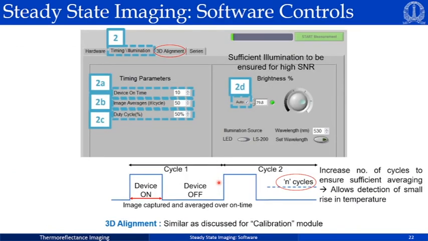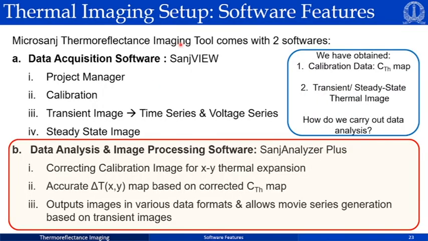Software control is absolutely similar to that of the calibration module. You have to just ensure that the brightness is sufficient for high SNR. You have to select properly the device on time, averaging cycle, duty cycle, etc. Then again, similarly, you have to select the 3D alignment, capture reference, and then go on with your measurement.